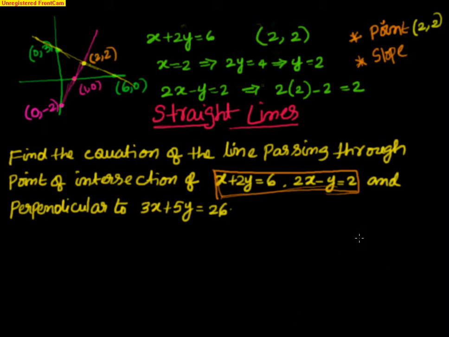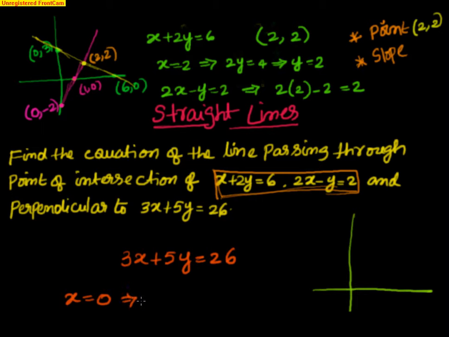Again I'll go back to my graph and try to plot 3x plus 5y equal to 26. I'll erase this again, just to find out how the line looks like. So as usual, I'll put x equal to 0. That gives me y equal to 26 by 5, something like 5.2. That's fine. I'll find out the point here. Let me say this is 5. So this, let me say, is 0 comma 26 by 5.